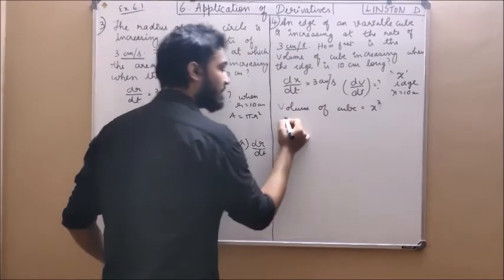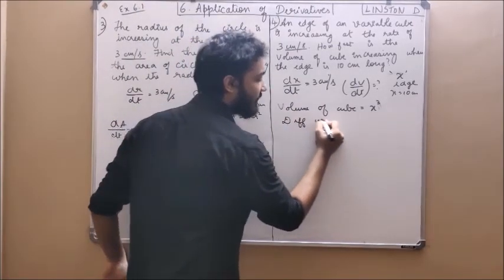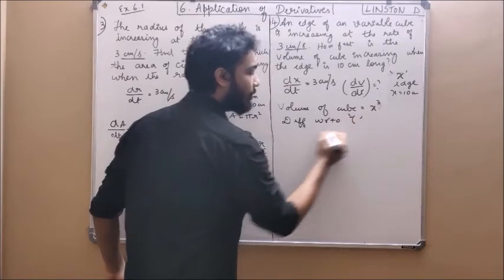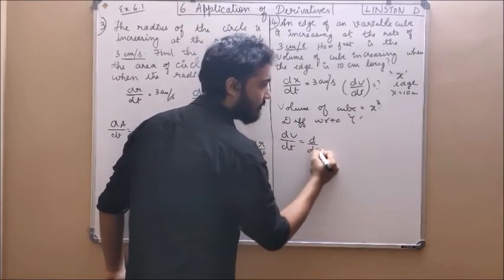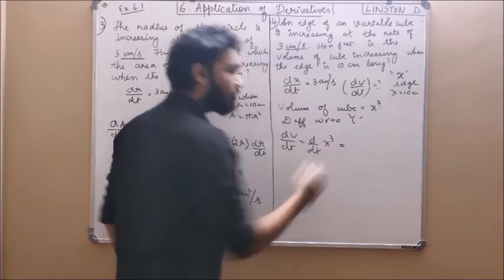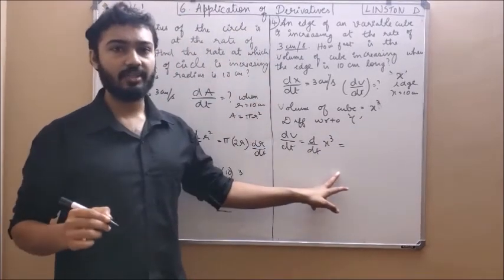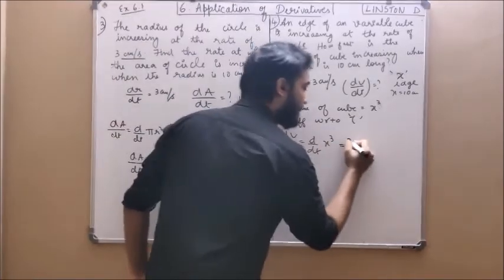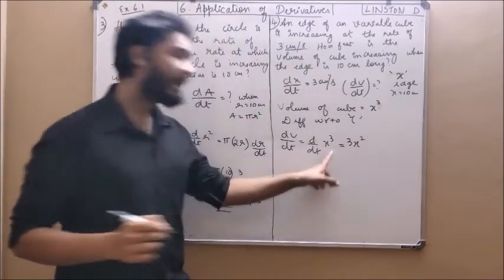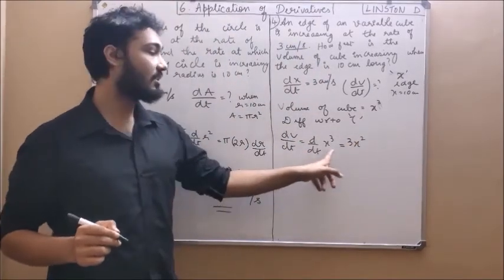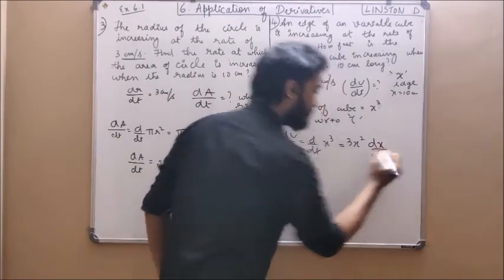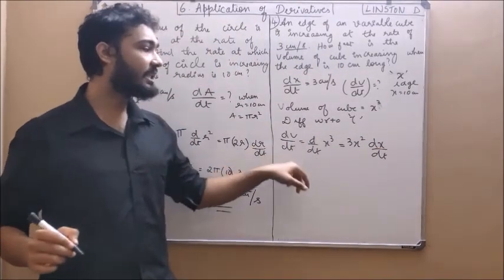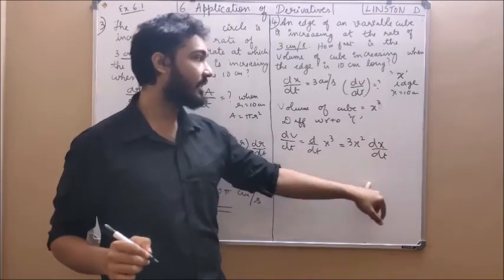Now differentiate with respect to time. What you get is dV by dt equal to d by dt of x cube. Differentiation of x cube is nothing but 3x square. Here x and t are different variables. x is dependent on t. So we multiply by dx by dt. So dV by dt is nothing but 3x square dx by dt.